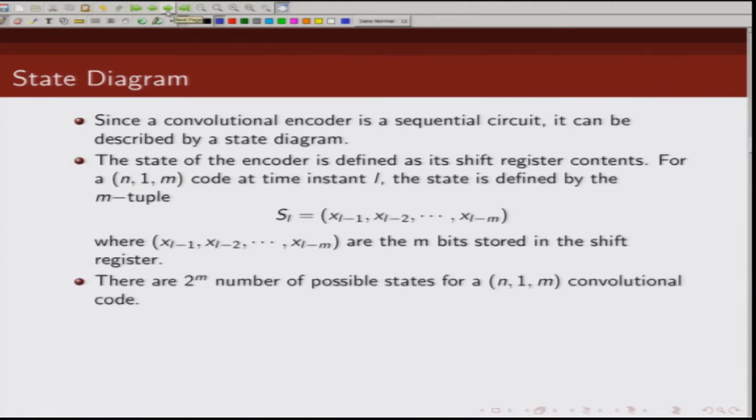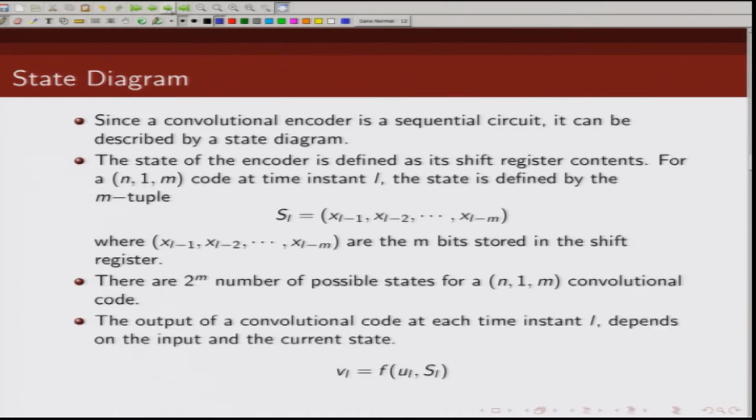If we have a convolutional code whose memory is m, a rate 1 by n code, then essentially we will have a total of 2 raised to the power m states, because we will have one set of shift registers to represent this convolutional code, since k equal to 1, and since memory is m. So, there are 2 to the m different possibilities for the state, depending on whether the bit stored in the shift register is 0 or 1. And then the output of a convolutional code, as we know, is a function of the input and the current state.